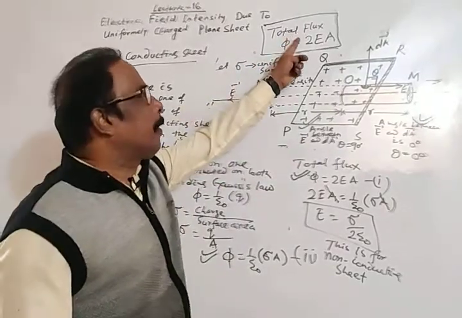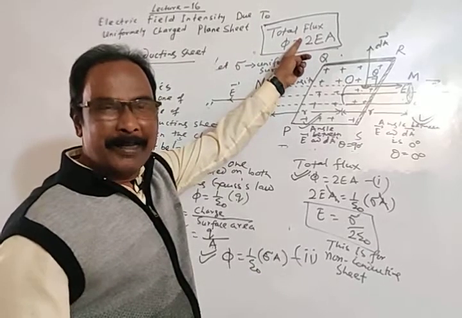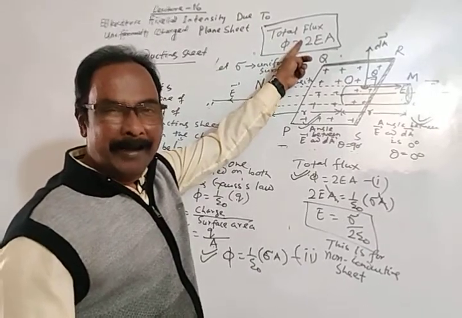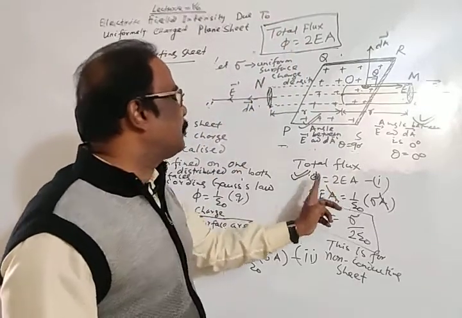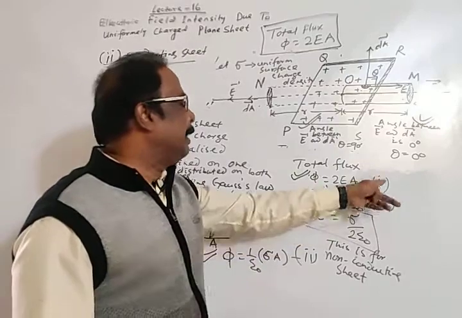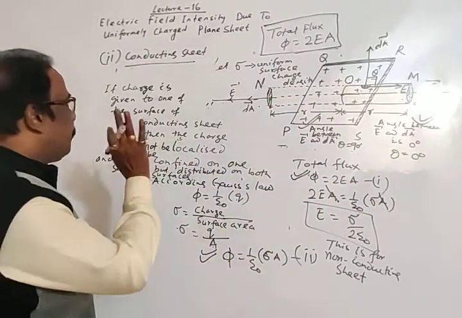So total flux, as per our general formula, flux is the surface integral of the electric field dot area vector. We have got total flux. Total flux is phi equals 2EA. This is equation 1, for both the cases.